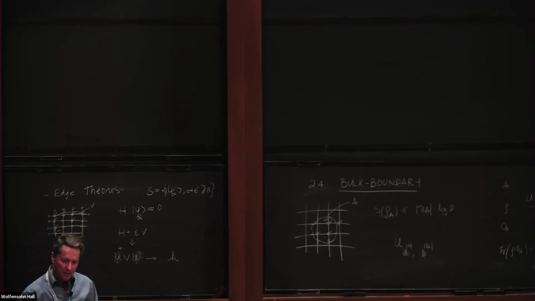Suppose you have some boundary theory with some superselection rule or some anomaly. Is there a way to construct the bulk in this tensor network? I don't know how to do it, but maybe you can do it. I don't know how to do that.